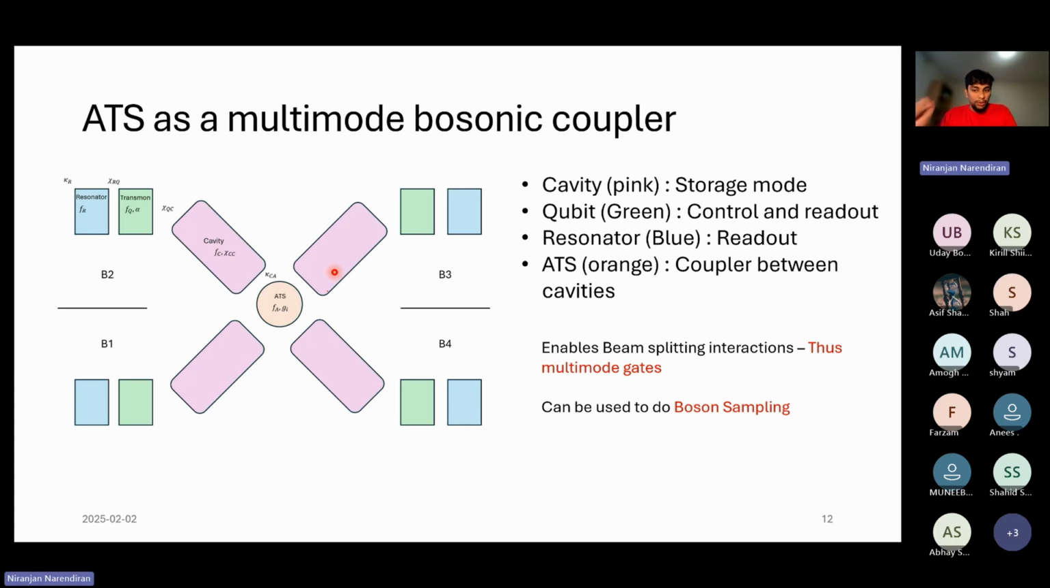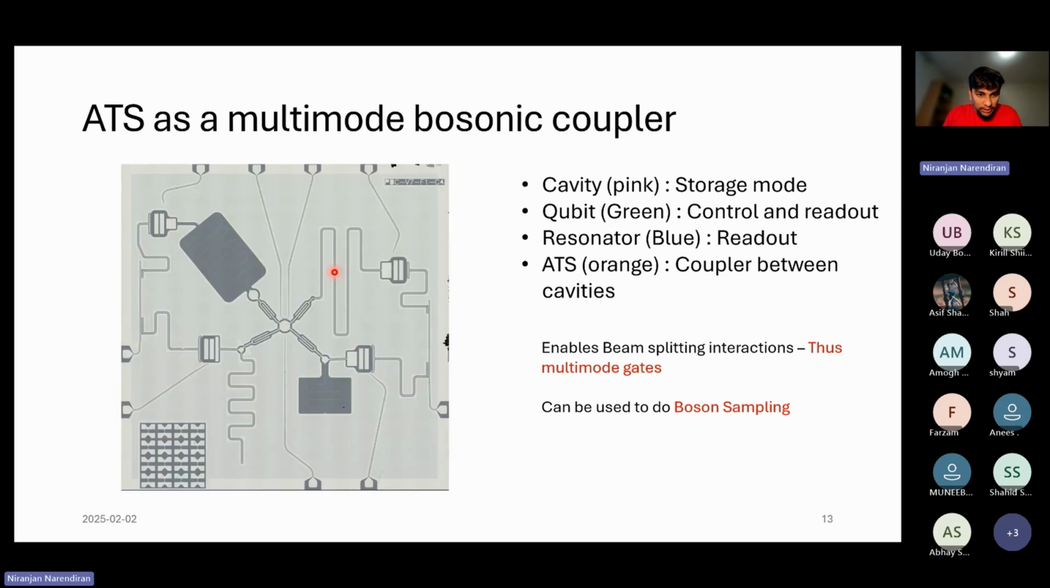And once we are able to do that, we'll be able to do something called boson sampling. And this is something a classical computer cannot do efficiently. So if you are able to show that our current chip can successfully do boson sampling, that means this has quantum advantage over a classical computer.